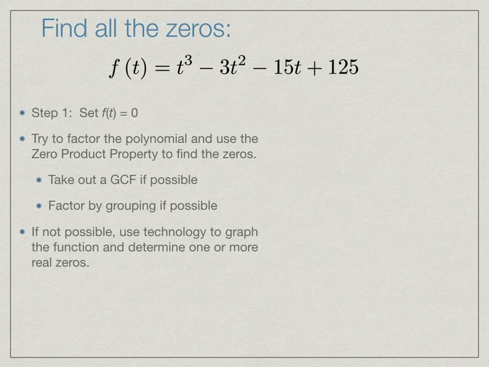So remember, our first thought was to factor the polynomial. We could take out a greatest common factor. That is not possible. We can factor by grouping, however, that is also not possible. Therefore, we will use something like a graphing calculator or Desmos.com to graph the given polynomial function, which we will represent as f of x equals x cubed minus 3x squared minus 15x plus 125.